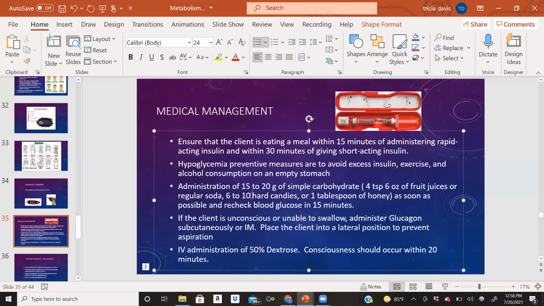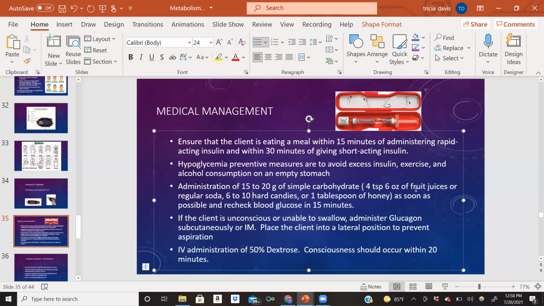In the hospital setting, we don't have hard candies or honey, so we usually give them an orange juice, and I usually add a couple sugar packets to it because I want to make sure that it comes up pretty rapidly. And then you want to recheck that blood glucose in 15 minutes to make sure that the blood glucose has come back up. In the hospital, like I said, we usually just do the orange juice.